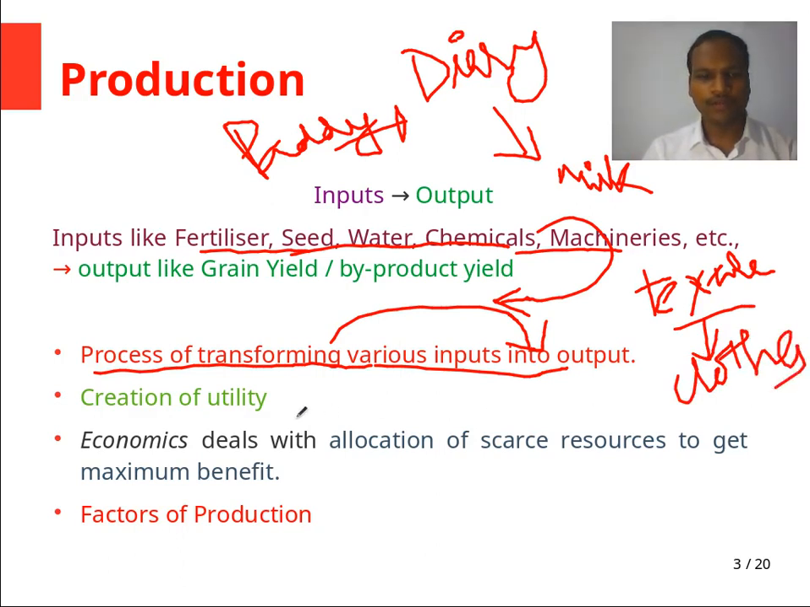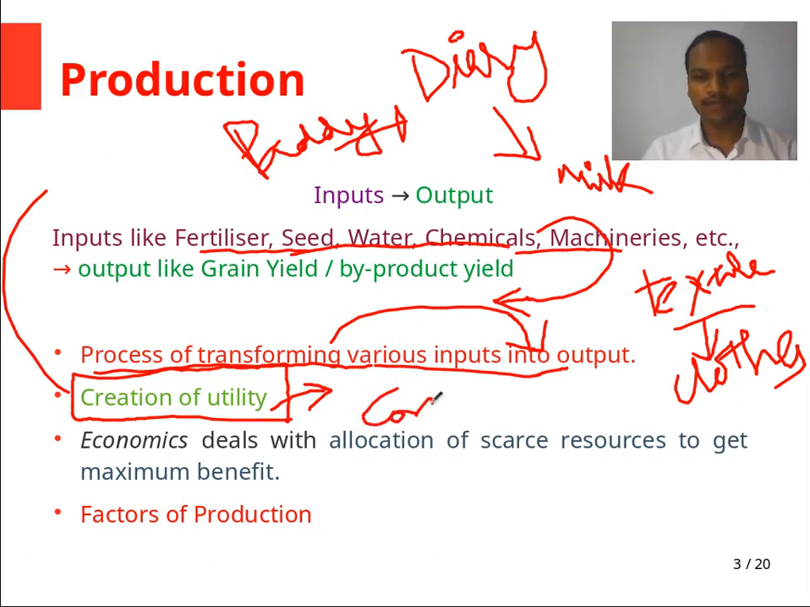When the production process creates goods and services, it also creates utility. That means they create cloths or milk or paddy which have utility for the consumer. So it is also known as creation of utility. When production happens, it creates utility. When consumption happens, we consume the products and destruction of utility happens.